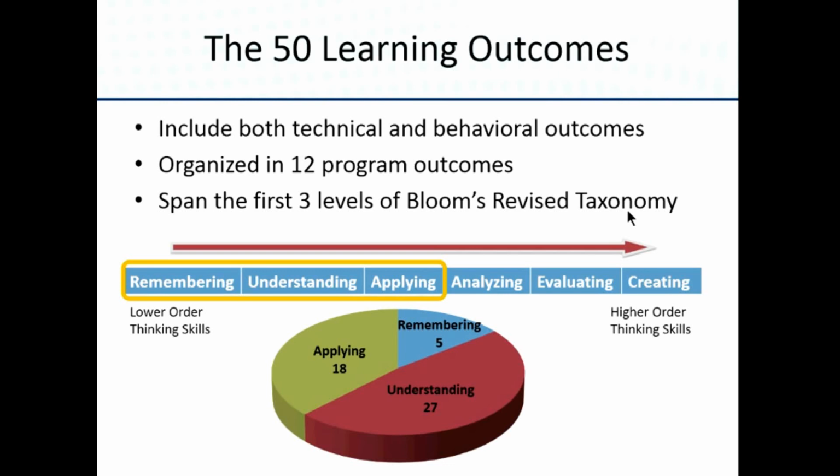So this was something that those assessment experts helped us with, was doing this right and using Bloom's revised taxonomy, which is the spectrum from your lower order thinking skills up to your higher order thinking skills. The first 3 levels are remembering, understanding, and applying. This pie chart just shows the breakdown of these 50 outcomes. 5 of the outcomes are at the remembering level, 27 at the understanding level, and 18 at the applying level.